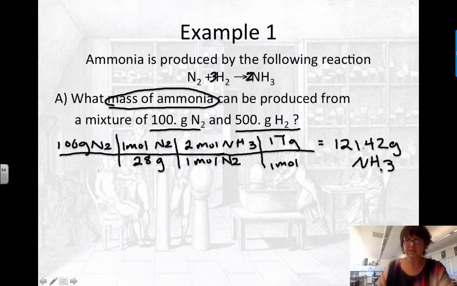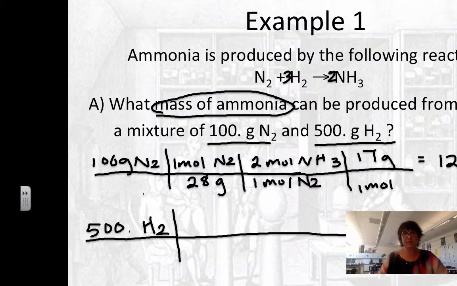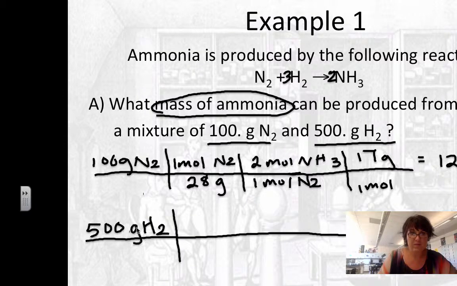So we have an answer, but we're not sure if it's the right answer yet or not, because what if we run out of hydrogen first? Then we wouldn't ever make that much. So let's try the other t-table, starting with 500 grams of hydrogen gas. So now let's check the hydrogen and see how many grams of ammonia we can get out of 500 grams of hydrogen.